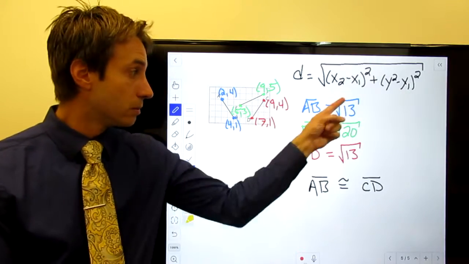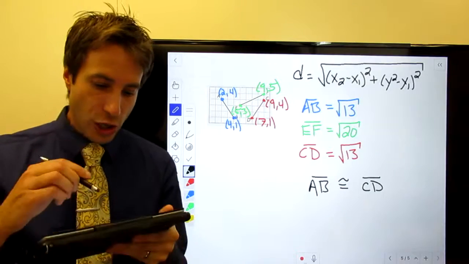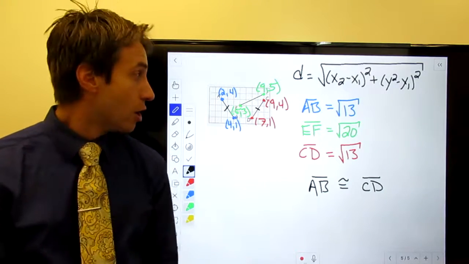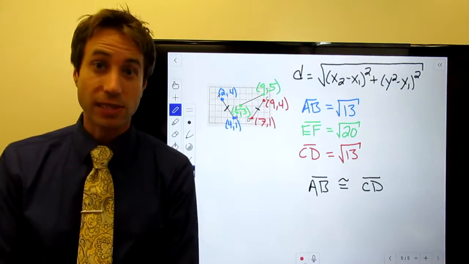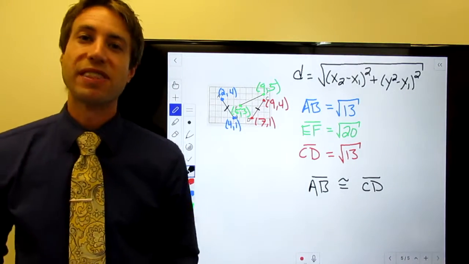How do I know? Same measure. How do we show congruence? Put that little hash through there. Hash there. Hash there. Remember, those hashes tell me that those two line segments have the same measure. They are congruent.